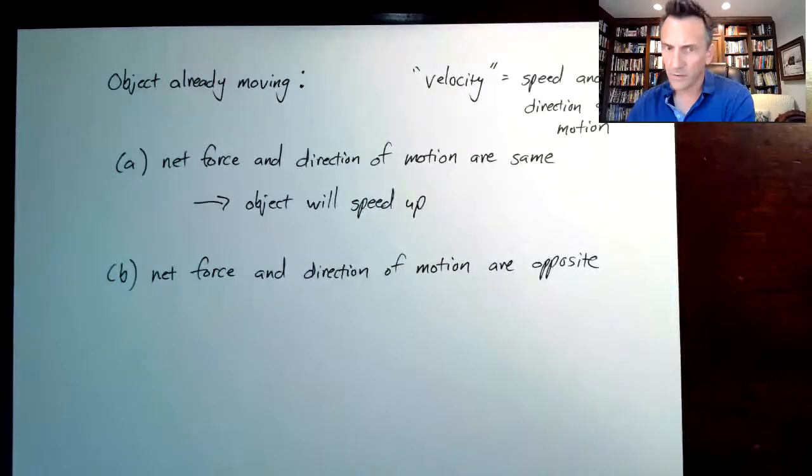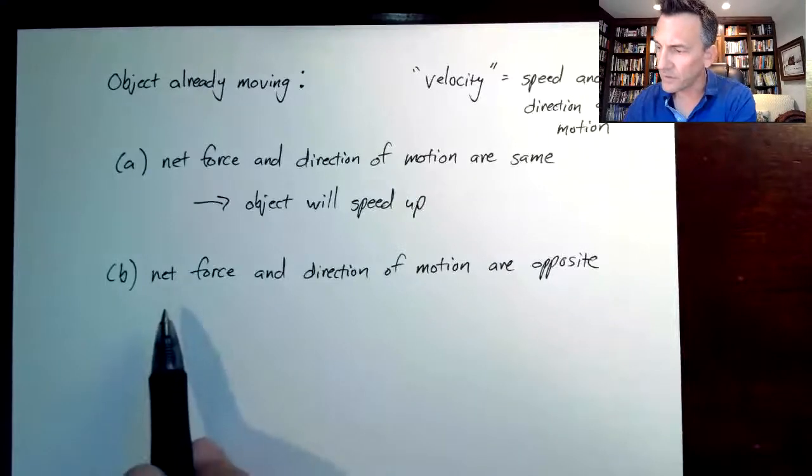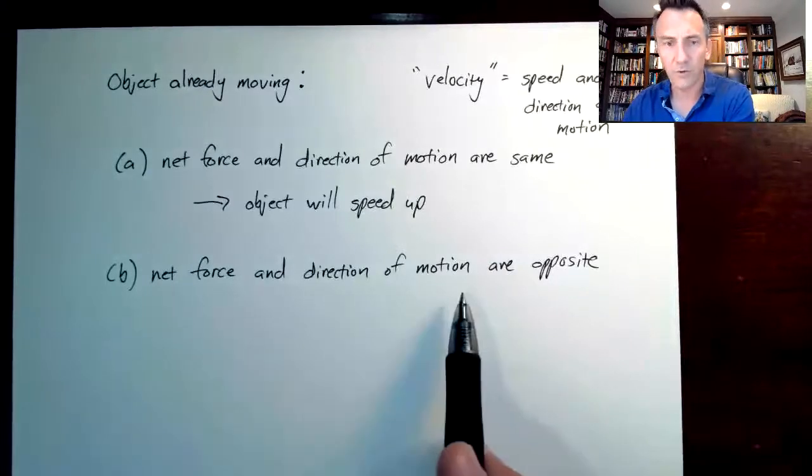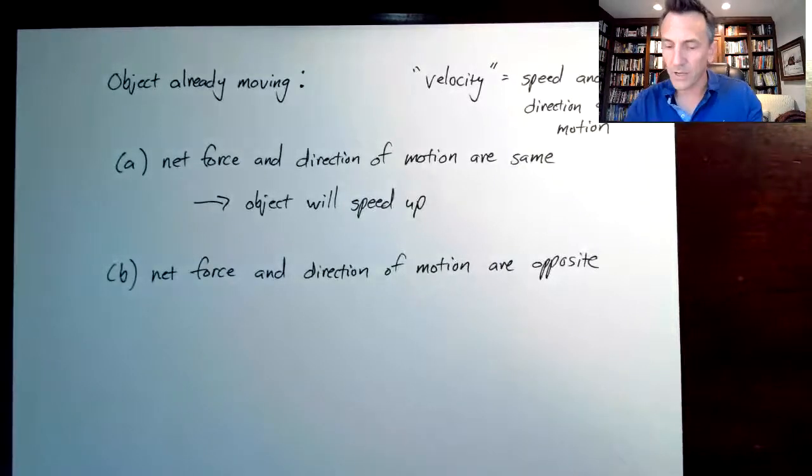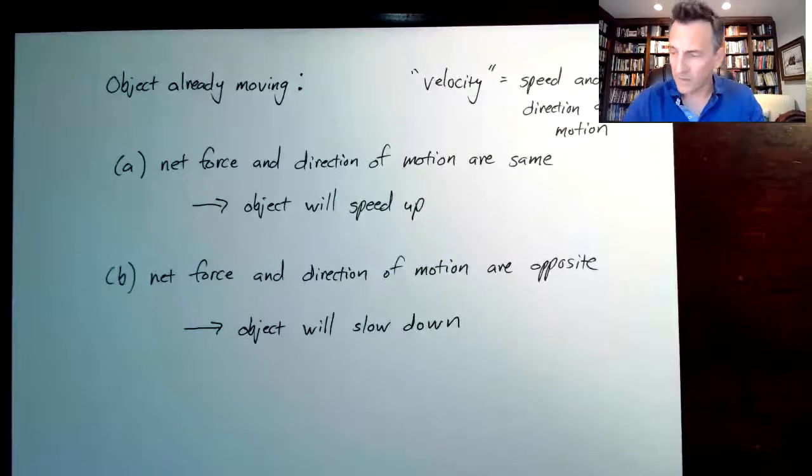As I mentioned, the only other case that we have to consider in one dimension is what if the net force and the direction of motion are in opposite directions? In that case, the object will slow down. For instance, something could be moving to the right and you start pushing on it to the left. And that will cause it to slow down.